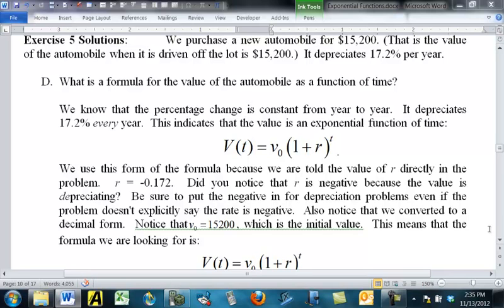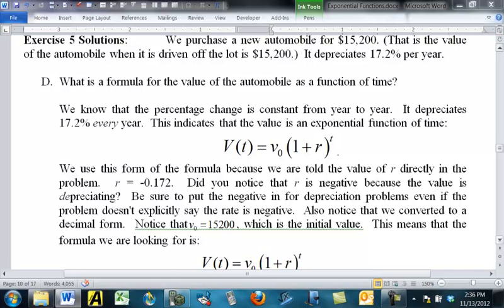Okay, so we know the percentage rate change is constant from year to year. That makes it 17.2% depreciation every year, so that's what makes it exponential. So I use the formula y equals y sub 0 times (1 plus r) to the x, but I'm going to change my letters. Change x to t for time, and y to v for value. So then instead of y sub 0, I'll call it v sub 0. That's my initial value, which is my 15,200.